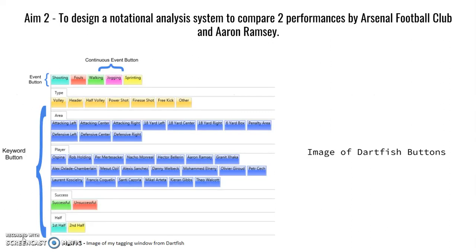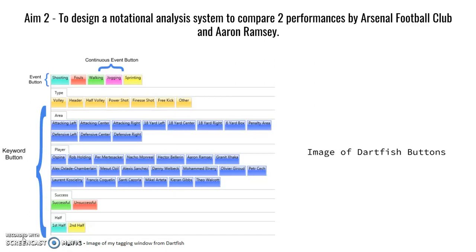My second aim was to design a notational analysis system to compare 2 performances by Arsenal and Aaron Ramsey. This aim was also achieved, and the evidence for this can be once again seen on the current slide. On the slide you can see an image of the buttons created on Dartfish to help analyse the events from the game. There are event buttons to identify a shot or a foul, which were a key part of what I wanted to investigate. There are keyword buttons for every player who participated in both games, as well as buttons for each type of shot that was taken.